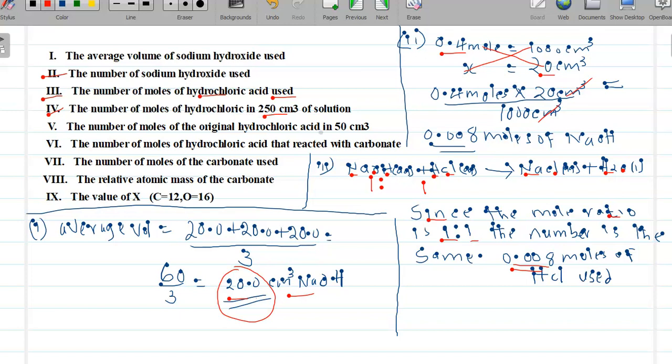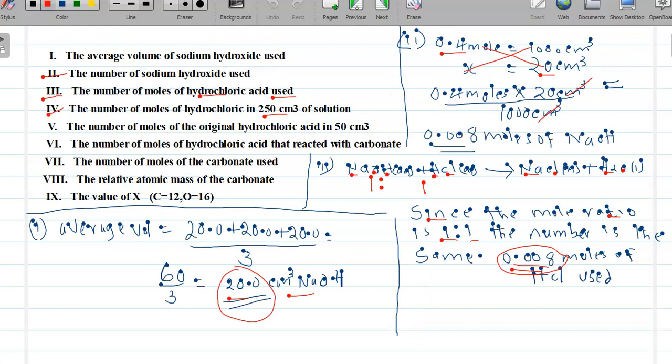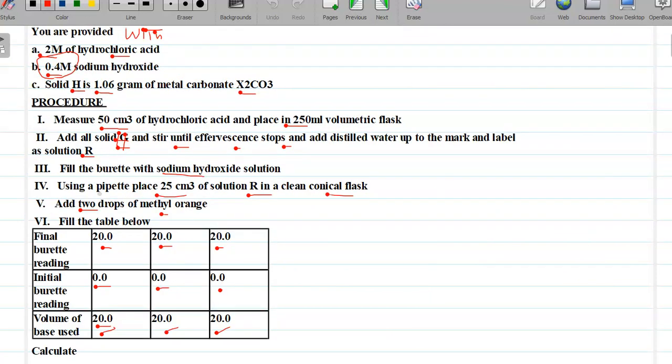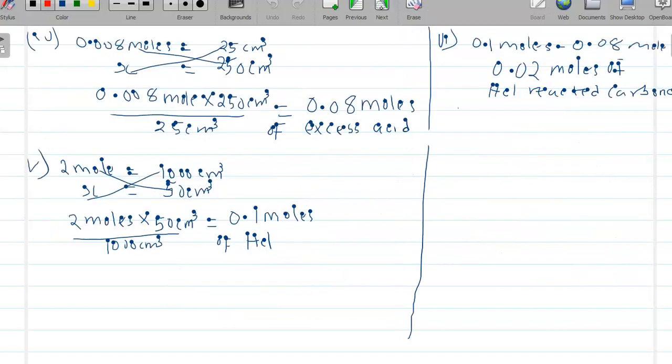So how do you calculate that? First of all, this number of moles of the acid that we have here is the number of moles of the acid in this volume. Where is the procedure? In this volume. The procedure, we have 25 centimeter cubic of solution R. So this 25 centimeter cubic of solution R contains this number of moles, which is 0.008 moles. Then what about 250? So that's what we do in the next question.